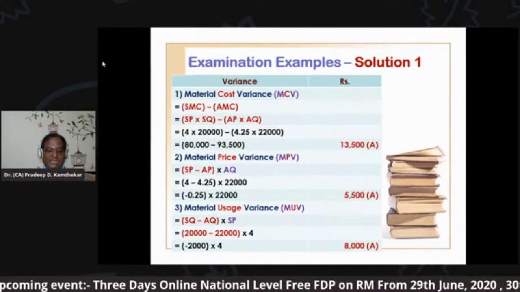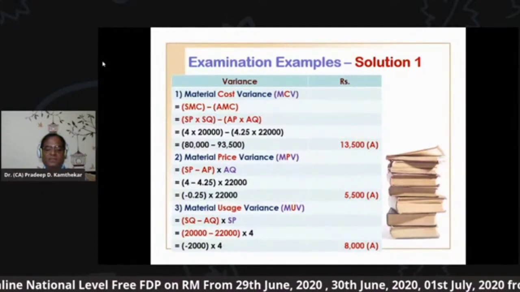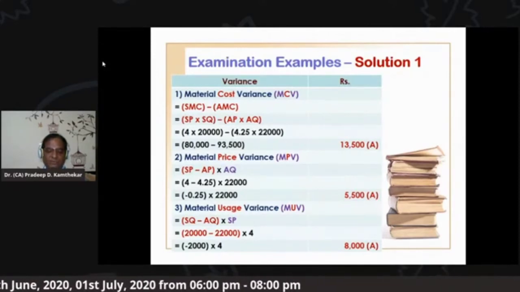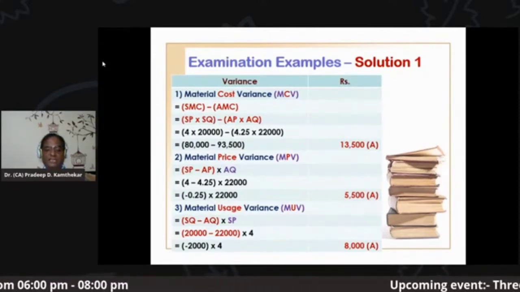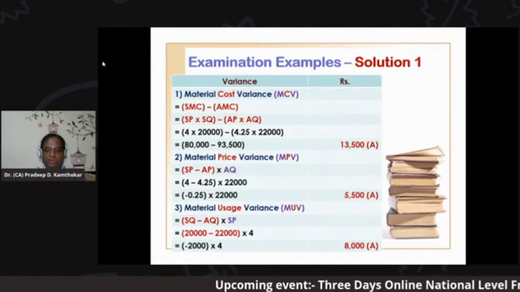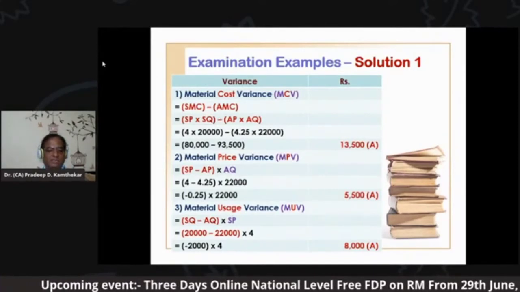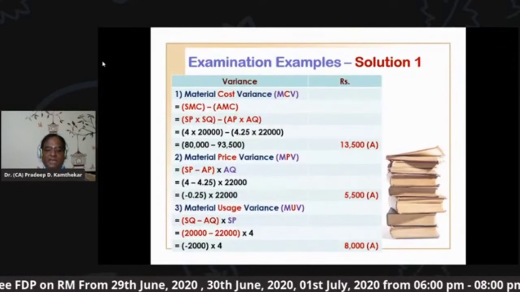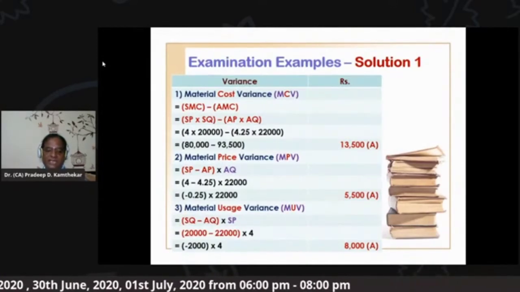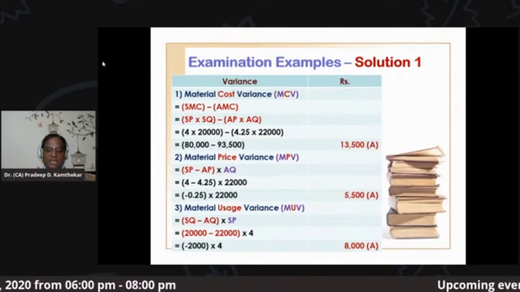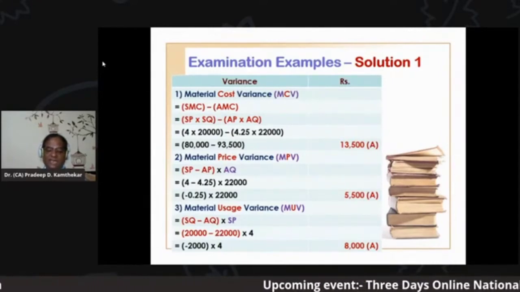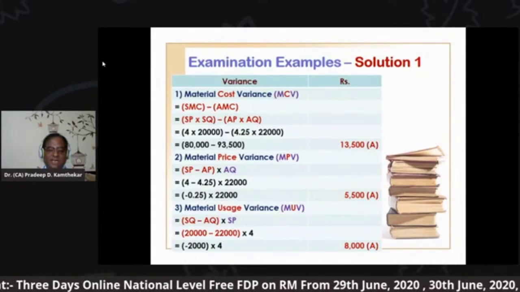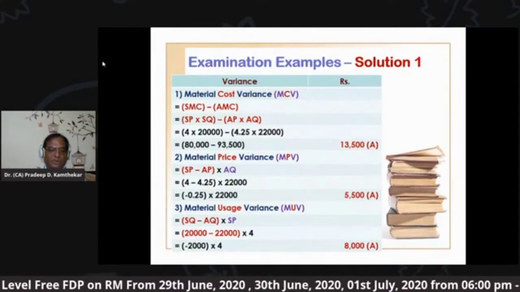Now material usage variance, usage. Here we are going to compare the difference between the quantity. Which quantity? The standard quantity that should have been utilized and consumed, and the actual quantity that is utilized or consumed. So it is SQ minus AQ into standard price per kilogram. Standard quantity was 20,000, actual quantity was 22,000, multiplied by standard price rupees 4. So it is again negative 8,000, and we call this an adverse material usage variance of rupees 8,000. This is how a simple problem is given and could be solved.